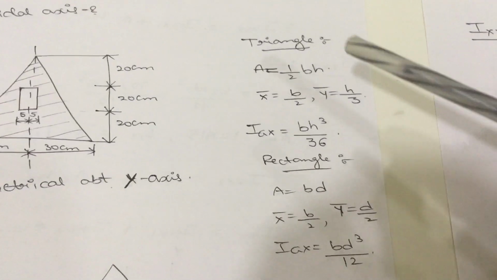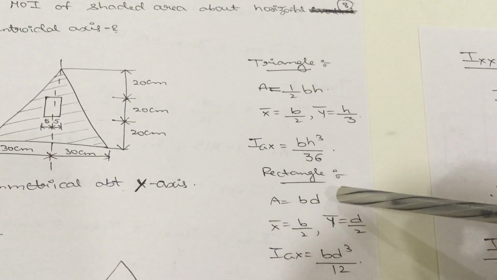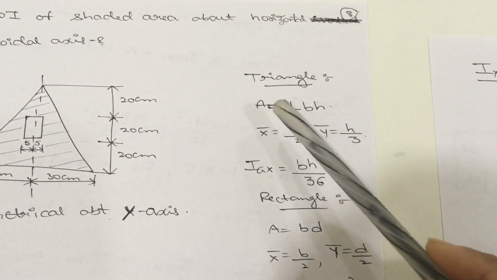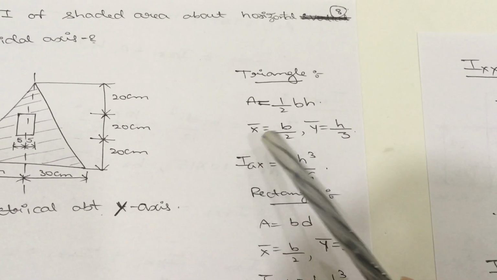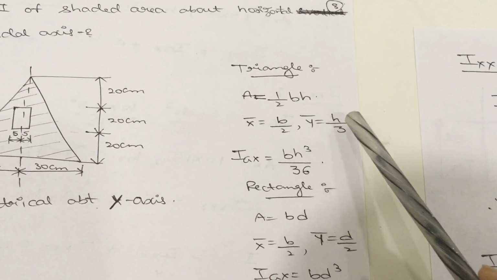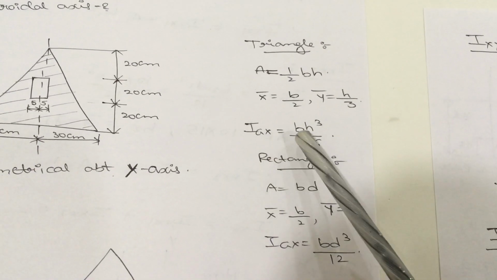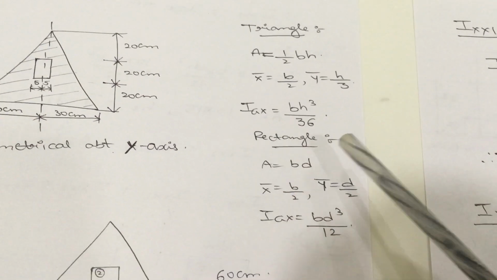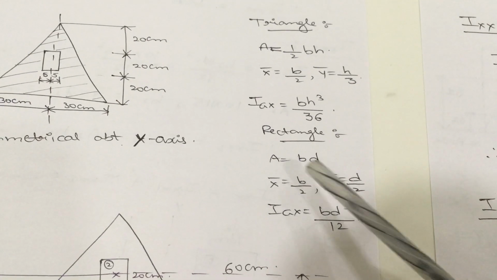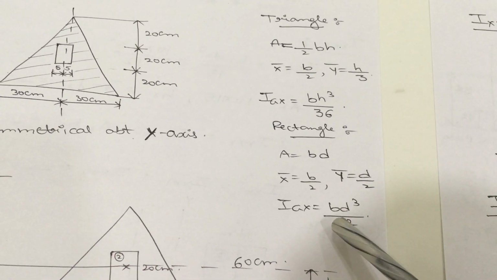So here we will see all the formulas which are related to triangle and rectangle. So triangle formulas are area half BH and x bar b by 2 and y bar h by 3. And IGX formula is BH cube by 36. And for the rectangle we all know that area formula, x bar, y bar and IGX, which I have explained in the first problem.